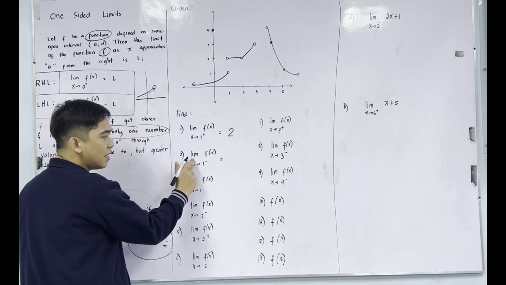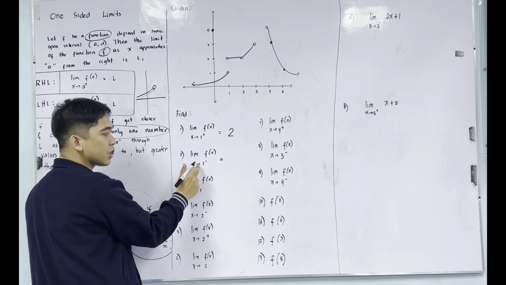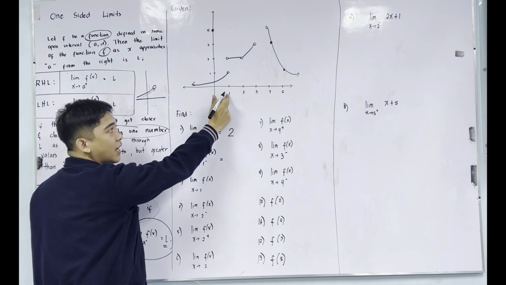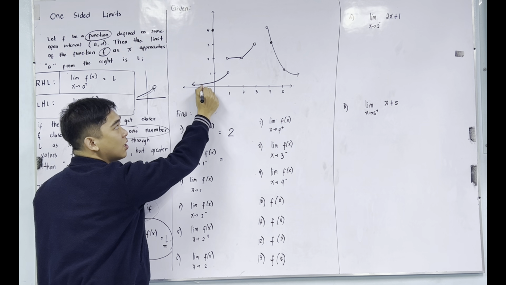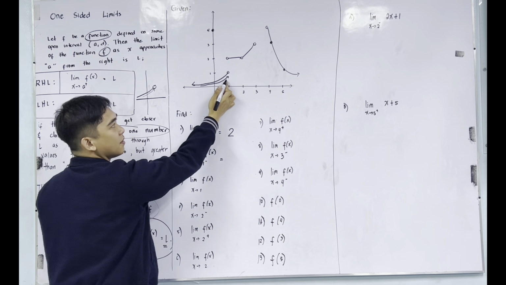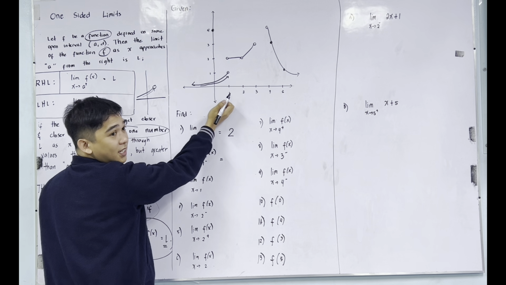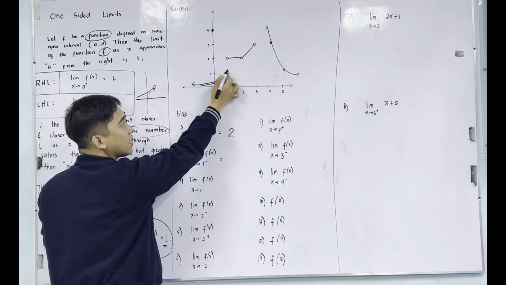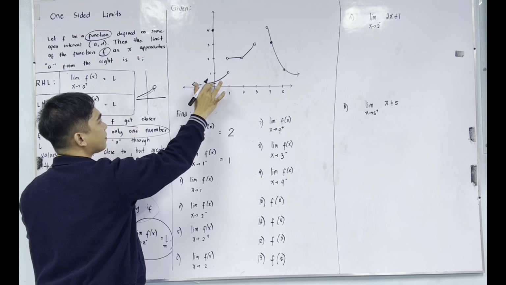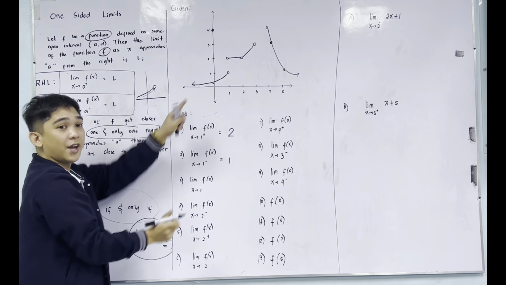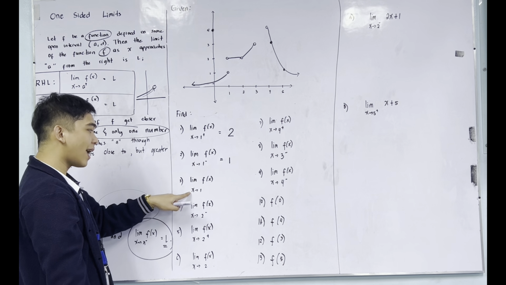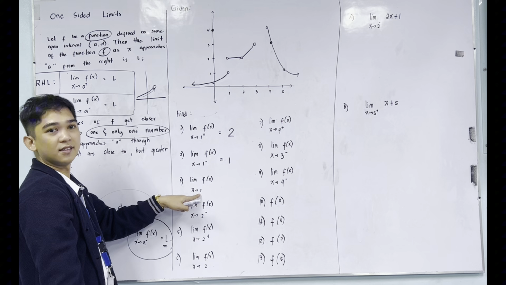Next. Limit of f of x as x approaches 1 from the left. The left of 1 is here. Is there a value? Yes. It is 1. Positive 1. Got it?